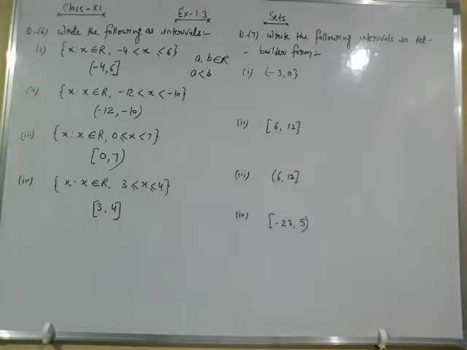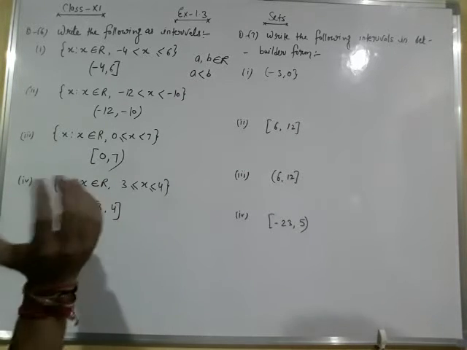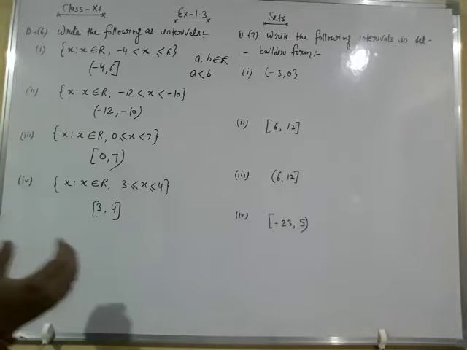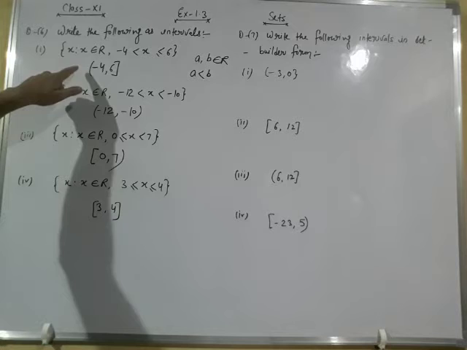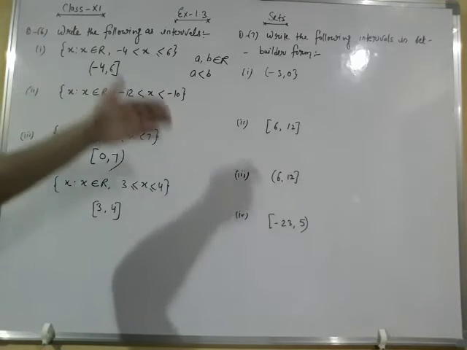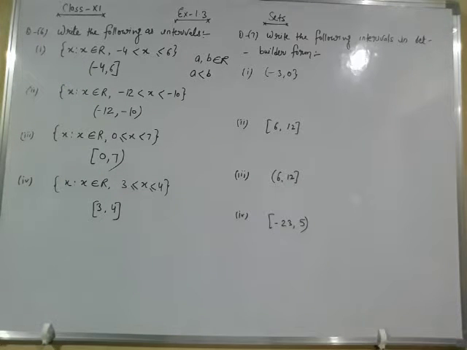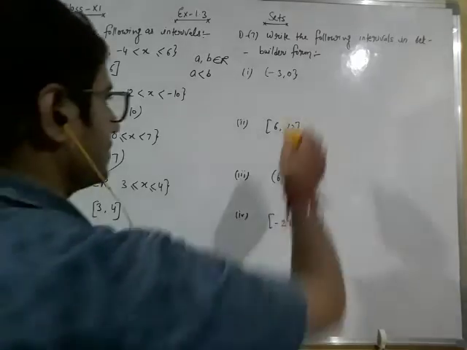Now in question number 7, write the following intervals in set builder form. First is (-3, 0). We have to write it in set builder form. Both questions which you are watching on the screen are opposite of each other. In question number 6, set builder form is given and you have to convert it into interval, and in question number 7, interval is given and you have to convert it into set builder form.